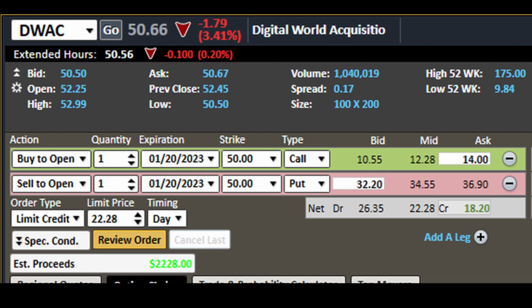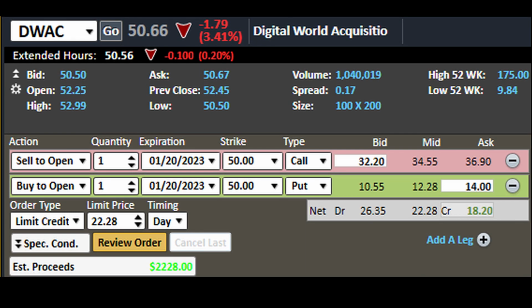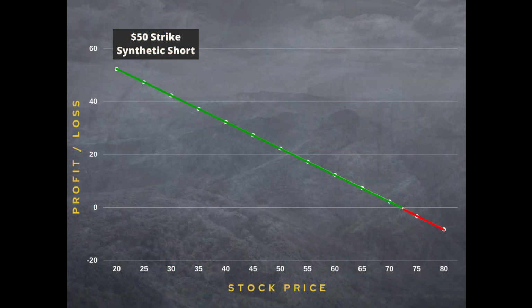Let's pretend the option prices are switched so that the call is $34.55 and the put is $12.28. What you can do to take advantage of that is do a synthetic short stock and also buy the shares. A synthetic short stock is the exact opposite of a synthetic long stock, so we would be selling the call instead of buying and buying the put instead of selling. And combined we get the same $22.28 credit as before.